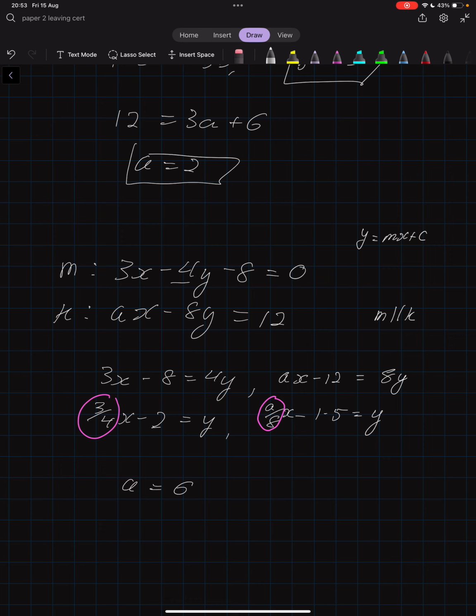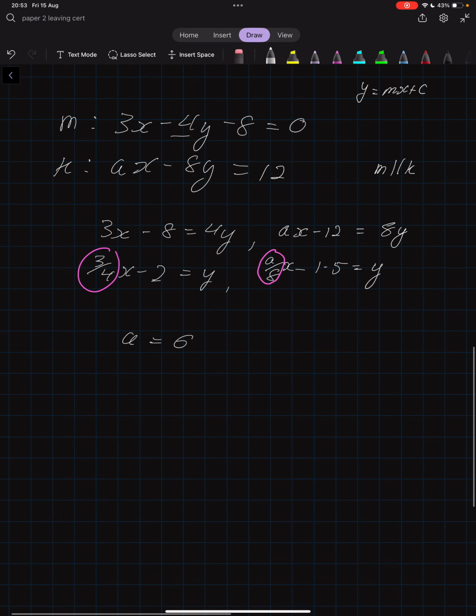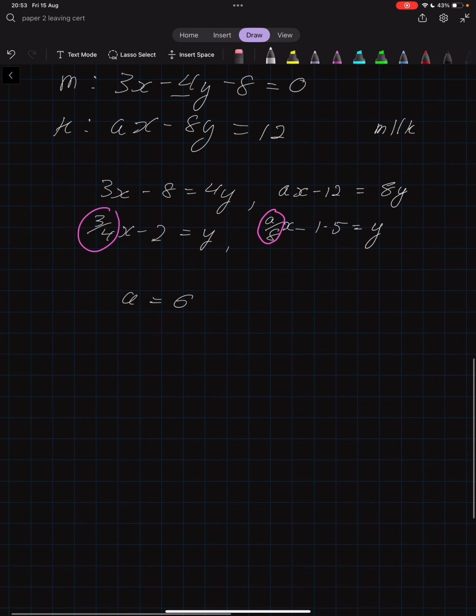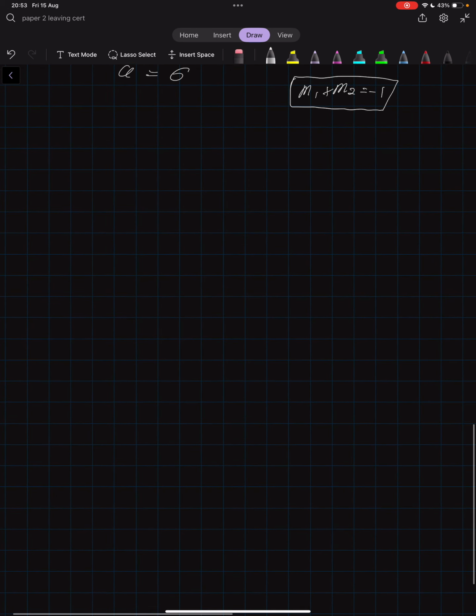And remember, if lines are perpendicular, then m1 times m2 equals minus 1. Very, very important. Now there are two equations for a line. You have y minus y1 equals m into x minus x1, and you have the one that I used above, which is y equals mx plus c.